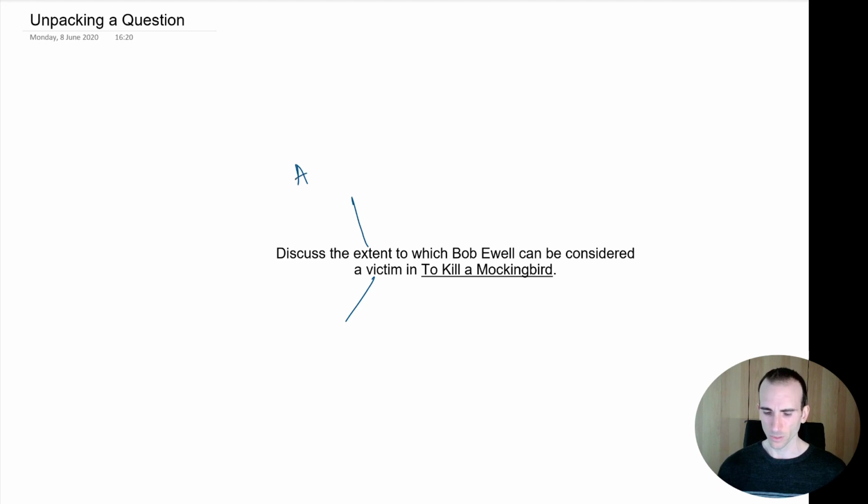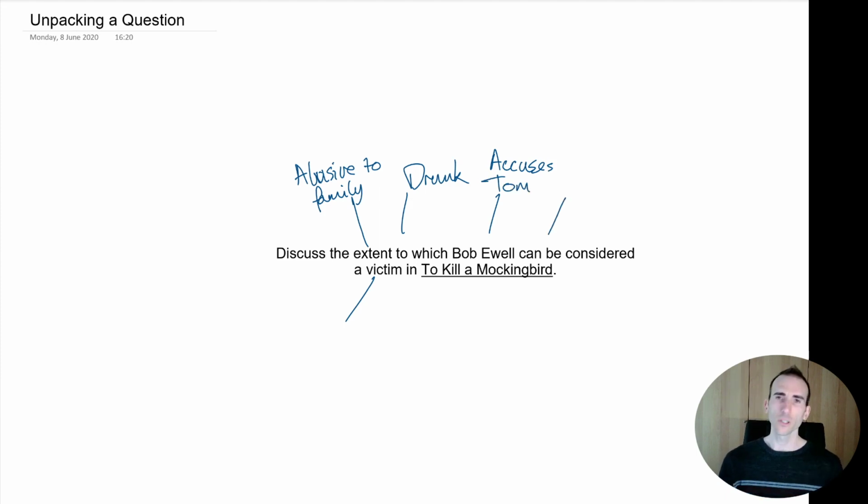So he's abusive to his family. Oh my goodness, it's hard to write on this screen. To his own family. He's a drunk. He, of course, falsely accused Tom Robinson. He's racist. He doesn't send his children to school. You can see I can go on and on and on like this. So there's lots of ways he's actually a villain. He's actually a really bad guy in all these examples.